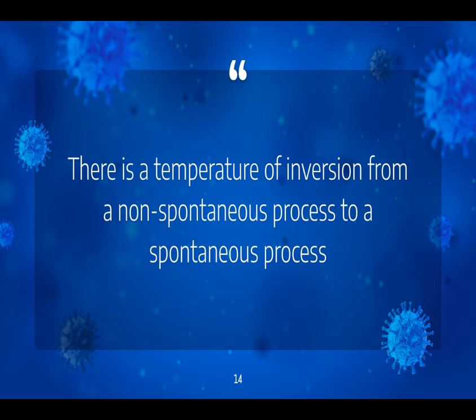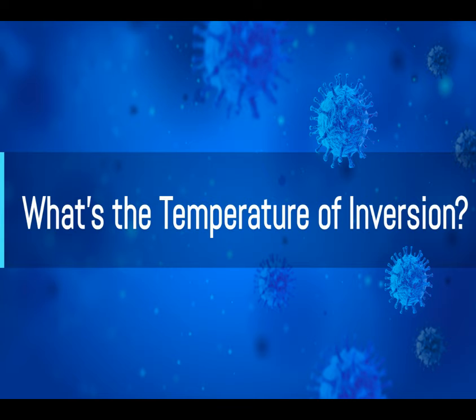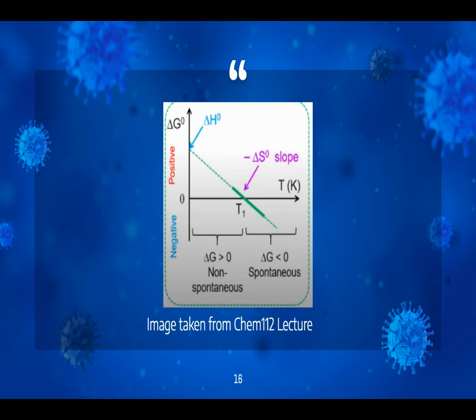Knowing this, there must be a temperature of inversion from a non-spontaneous process to a spontaneous process. What is the temperature of inversion? As we can see here, this is a graph taken from our lecture content in Chem 112, and T1 is a very, very important x-coordinate here. Anything before T1 has a non-spontaneous process occurring. Anything above T1 has a spontaneous process occurring.